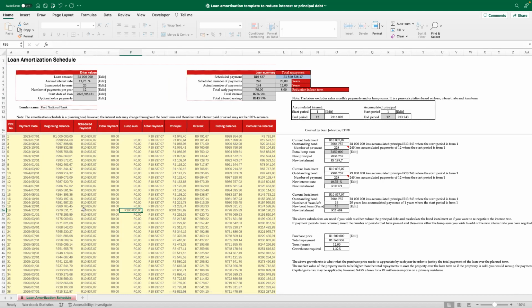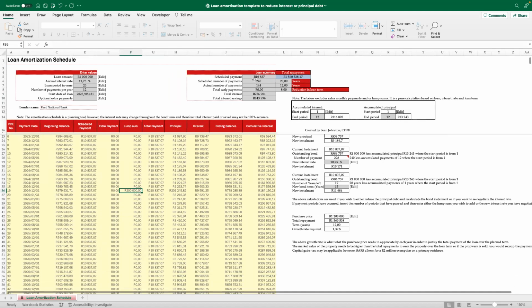Just note, the installment always remains the same when you do this exercise. You are looking to pay the bond off sooner, but you still have the same finance terms of 10,837. The only difference is that you're looking to pay it off before the 240 payments to reduce your interest, which you can see over here is the savings.